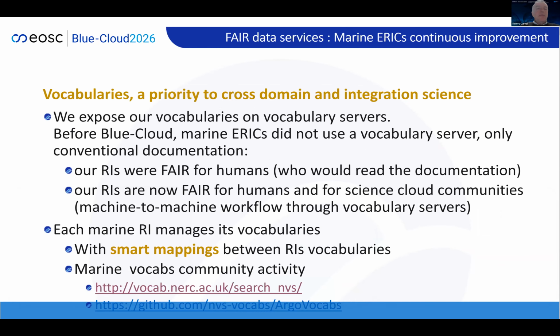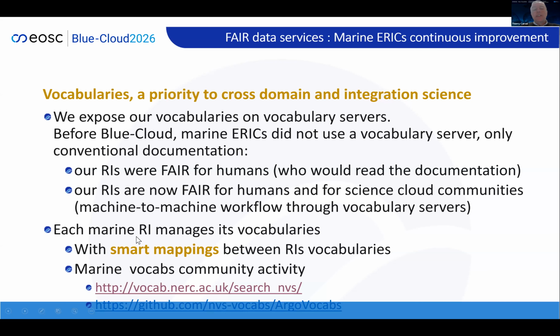So just one last word about fairness. Very important for us is vocabularies. This is a priority for cross-domain and integration science. So each of our research infrastructures exposes its vocabularies on the vocabulary server. Before Blue Cloud, marine ERICs did not use the vocabulary server, only conventional documentation. So this meant that we were FAIR for humans. We would read the documentation, but now with these FAIR data services that we install in this environment, our RIs are becoming FAIR for machines and science cloud communities with the efforts we make for machine-to-machine workflows through the vocabulary server.